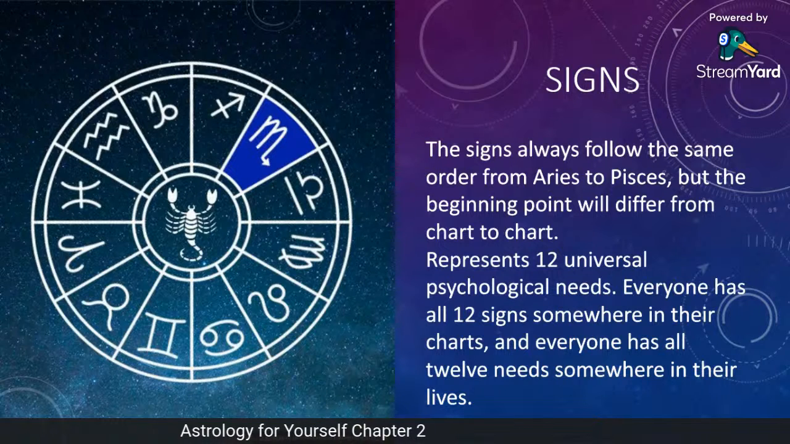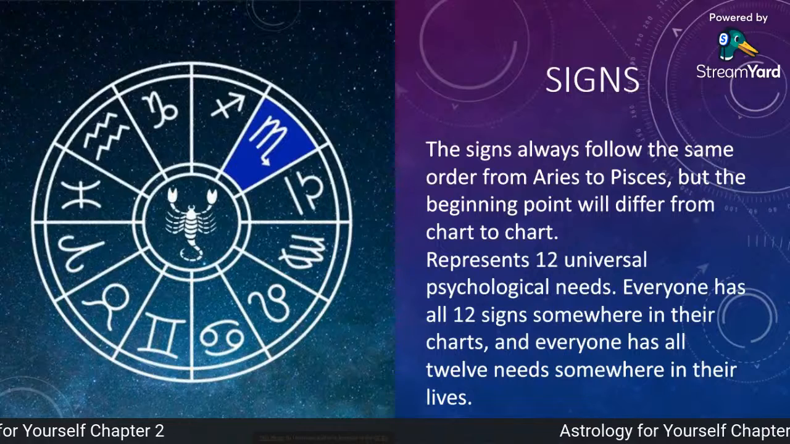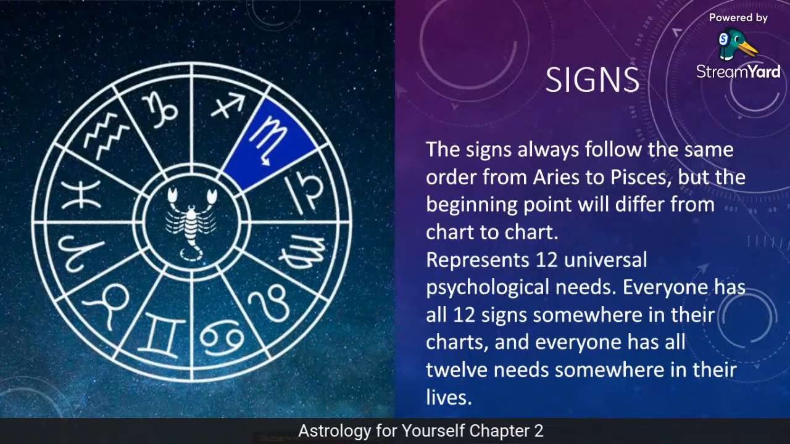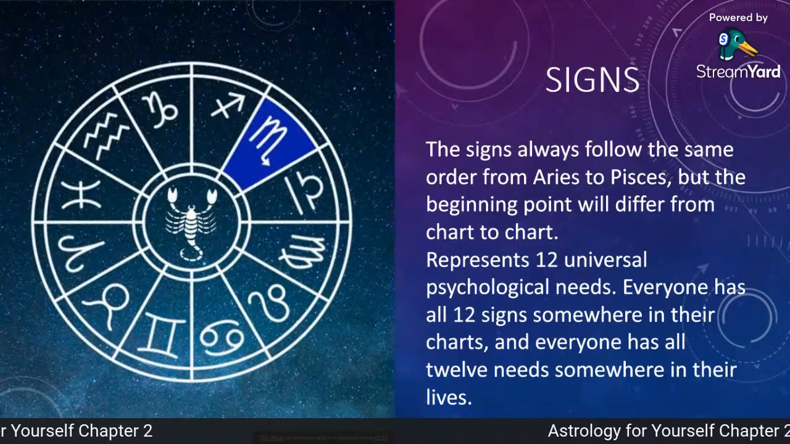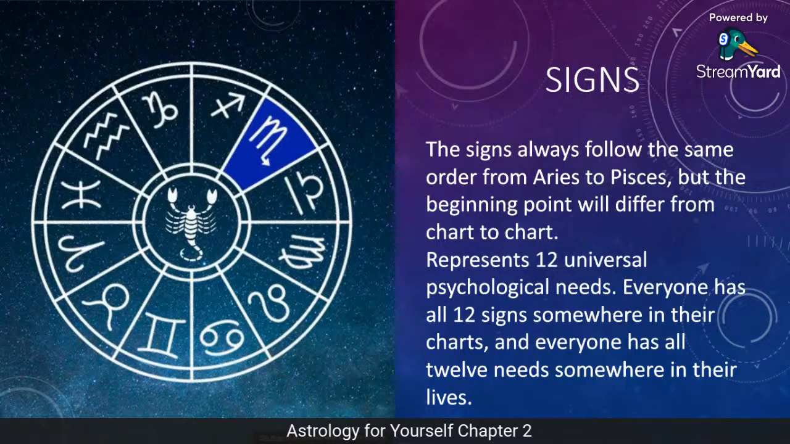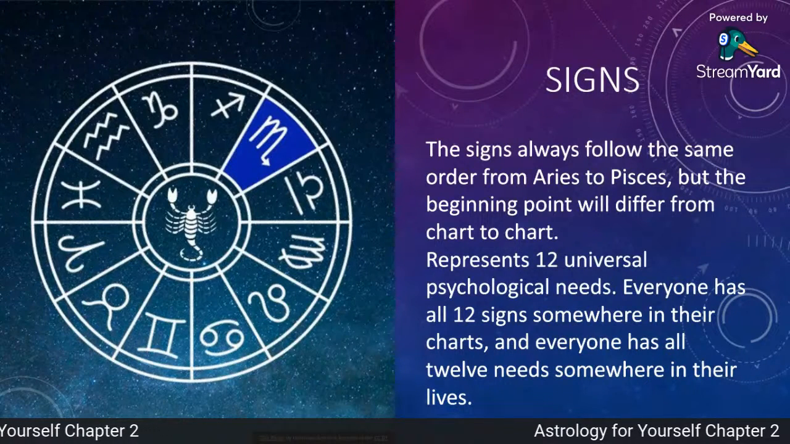Signs. First, note the symbols of the signs of the zodiac inscribed around the wheel. The signs always follow the same order from Aries to Pisces, but the beginning point will differ from chart to chart. These signs represent 12 universal psychological needs. Everyone has all 12 signs somewhere in their chart, as everyone has all 12 needs somewhere in their lives.